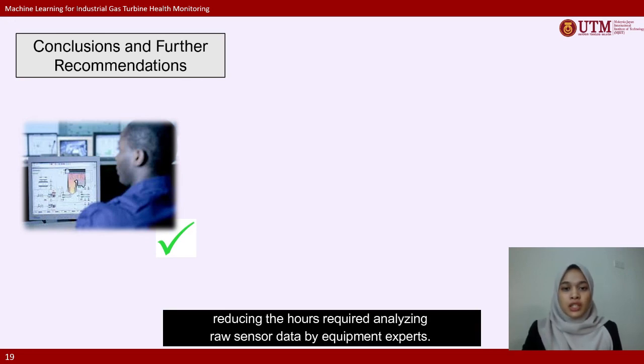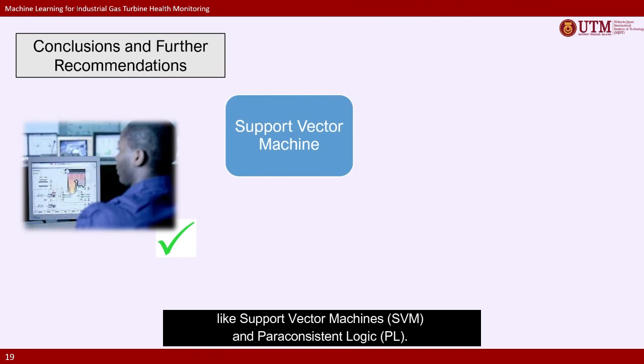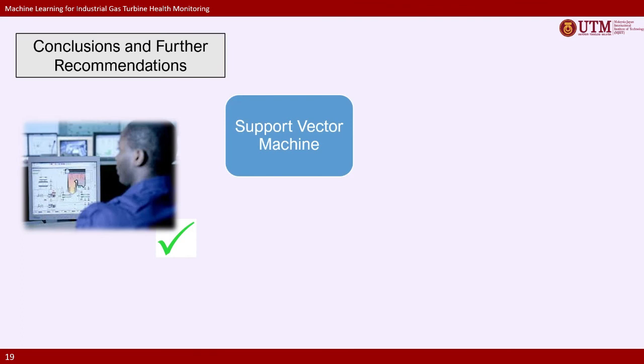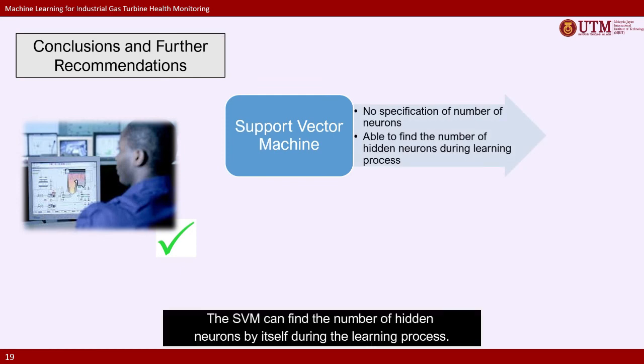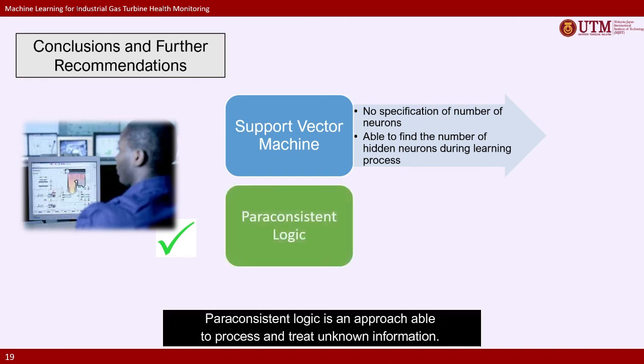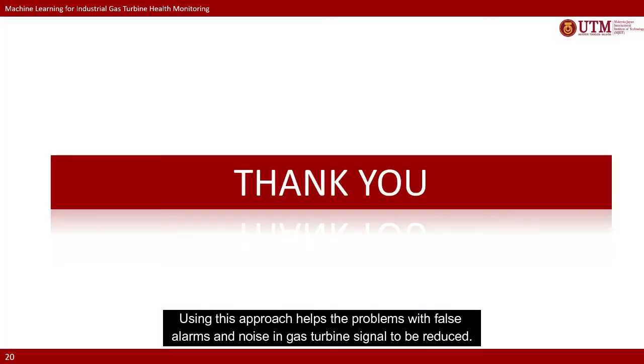Other ways to improve this work is by using other types of neural systems like support vector machines and para-consistent logic. Using the SVM approach, it is not necessary to specify the number of neurons in the hidden layer. The SVM can find the number of hidden neurons by itself during the learning process. Para-consistent logic is an approach able to process and treat unknown informations. Using this approach helps the problems with false alarms and noise in gas turbine signals to be reduced.